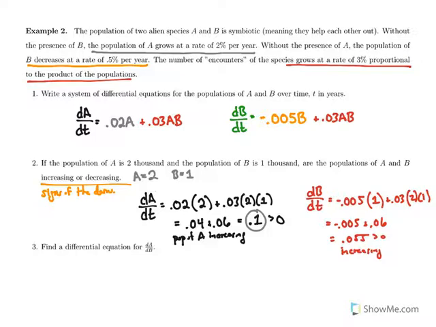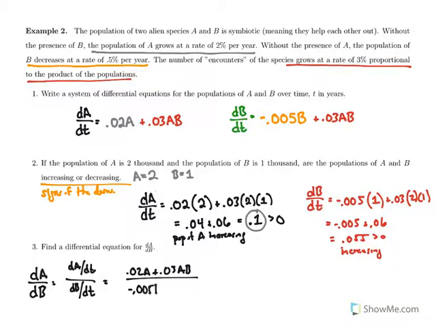Lastly, we're going to look at a differential equation that has to deal with both those, that is dA/dB. Algebraically, this is going to be very easy to do. So dA/dB is just going to be the derivative of A over the derivative of B. And that's going to be 0.02A plus 0.03AB over negative 0.005B plus 0.03AB. So that's very easy to do algebraically.